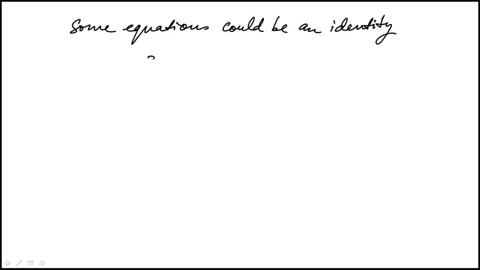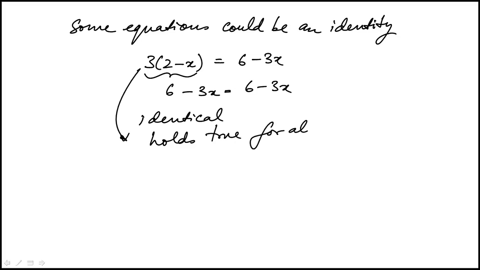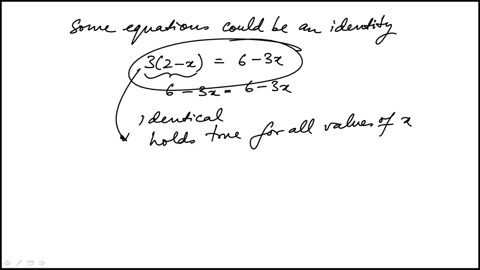Now some equations, even though they might seem like you might be able to solve them, they could be an identity, meaning it holds true for all values. For example, if you're given something like this, if you expand that side, this becomes 6 minus 3x. They are just identical, which means that this original relationship holds true for all values of x. So no matter what you select for x, this relationship holds true. So that's an example of a simple identity.